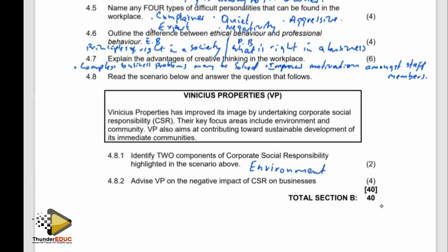Also advise VP on the negative impact of corporate social responsibility on business. So this one, we have to identify two. So we have environment and community. Okay, right. So advise VP on the negative impact of corporate social responsibility on different sets of businesses.